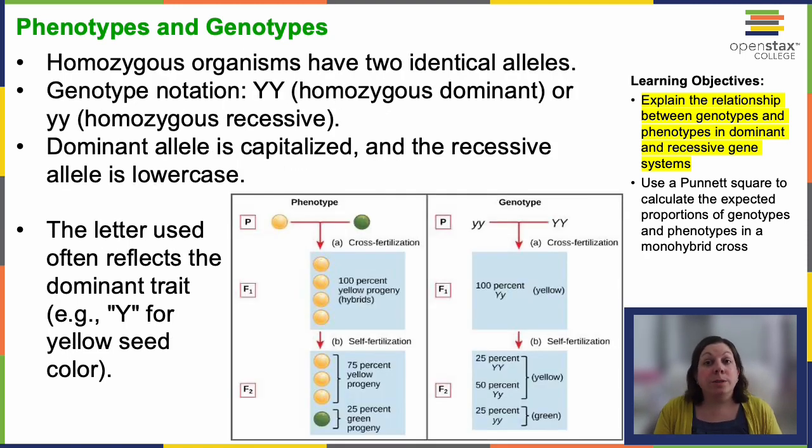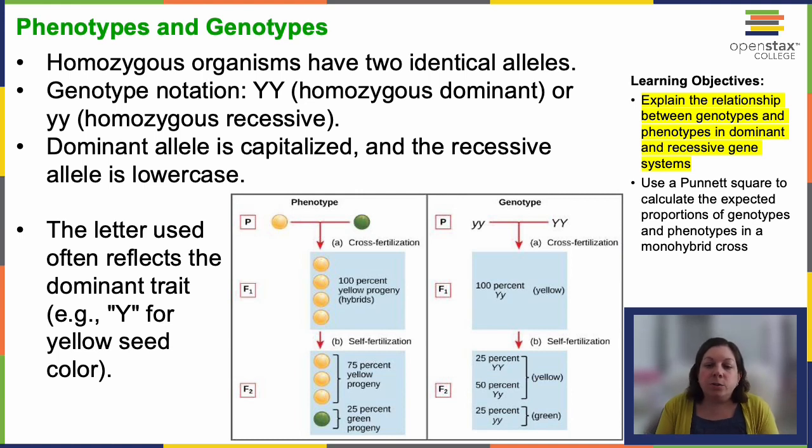Diploid organisms that are homozygous for a gene have two identical alleles, one on each of their homologous chromosomes. So genotype is often written as either two capital letters, like YY here, that's homozygous dominant, if we're talking about seed color, or little y, little y, which would be homozygous recessive. Little y is green, the phenotype is green. Capital Y, the homozygous dominant, is yellow. So the dominant allele is always capitalized, and the recessive allele is always lowercase. This becomes important if you are trying to write out genotypes and you don't clearly distinguish between how you write your letters. So keep that in the back of your mind.